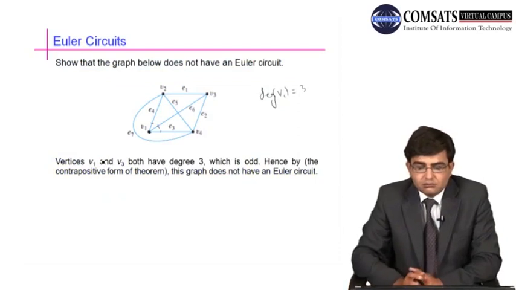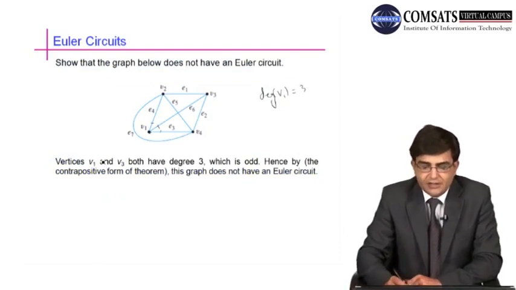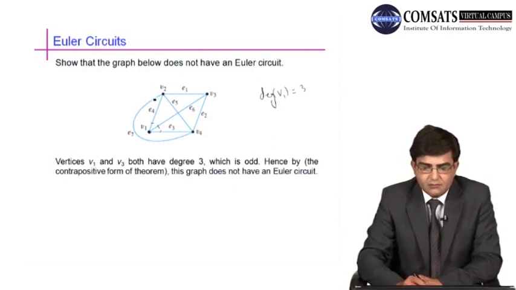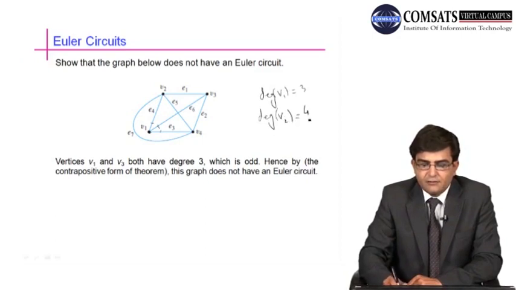So there is no need to check further, but even then we check what is the degree of v2. v2 has degree 1, 2, 3, 4. So there are 4 edges which are incident on v2. So the degree of v2 is basically 4.